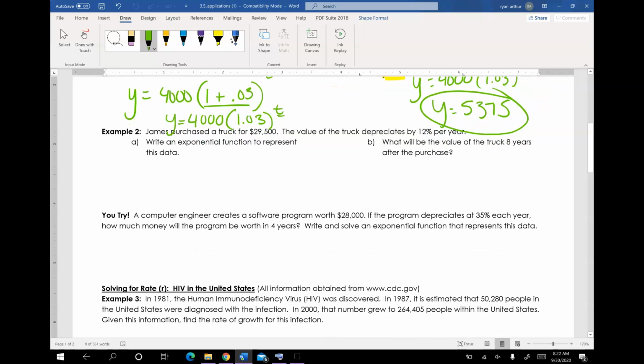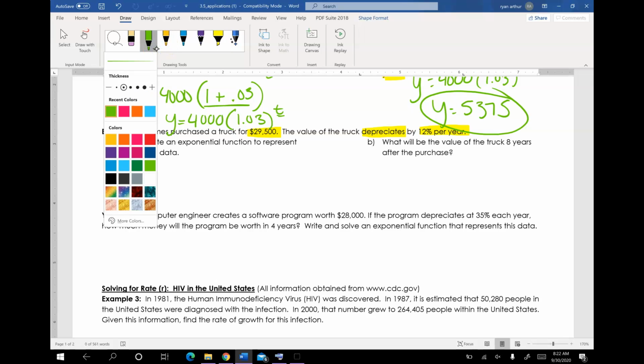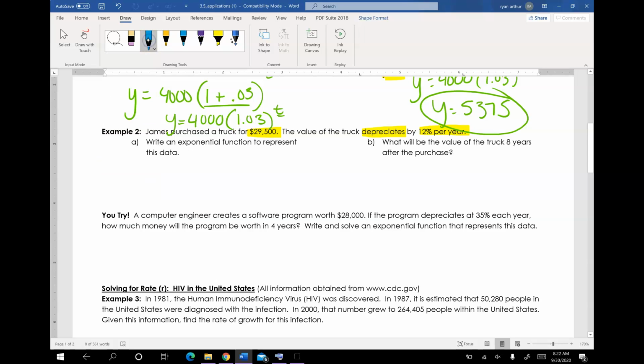All right, let's go on to the next one. It says James purchased a truck at $29,500. The value of the truck depreciates by 12% per year. Well, if I'm depreciating, that means I'm decaying. So that means I'm no longer growth, I'm decay. So it wants us to write an exponential function. So write what you know, what we highlighted. So that 29,500 is your P.